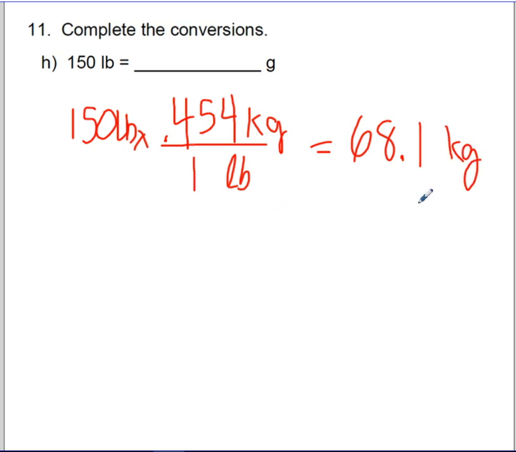And remember, kilograms to grams, we're going from left to right 3 spaces, so we need to move that decimal 3 spaces and add 2 zeros to be able to do that. So 68,100 grams in 150 pounds.